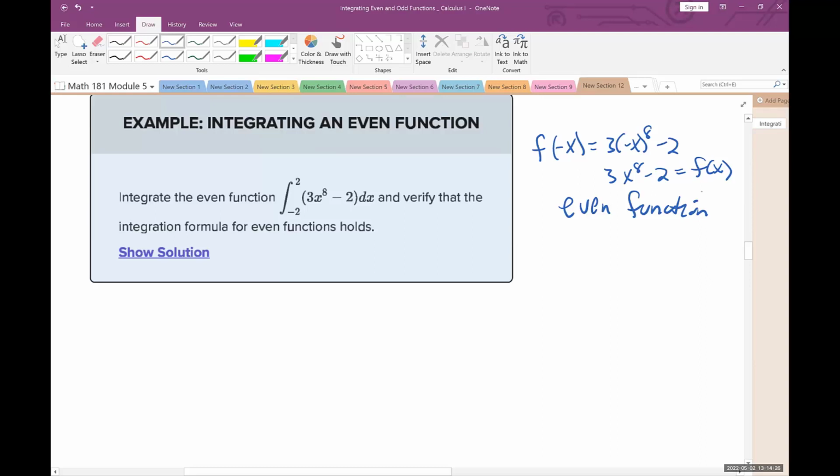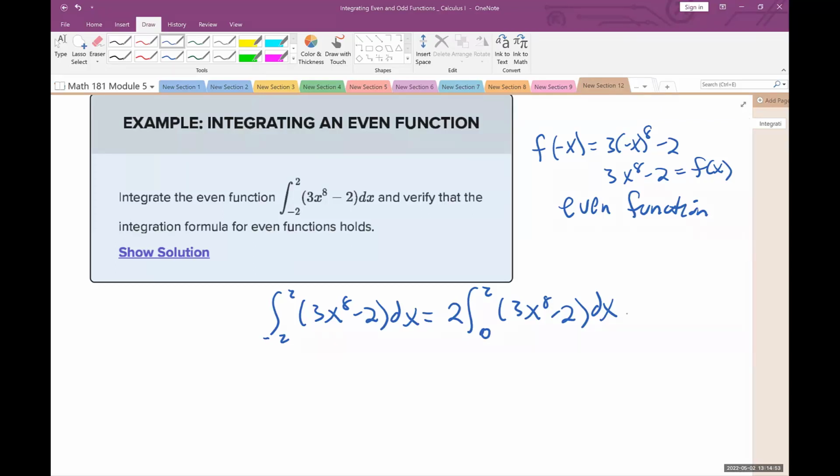Given that, this integral from negative 2 to 2 of 3x to the 8th minus 2 dx is just 2 times the integral from 0 to 2 of 3x to the 8th minus 2. Still have to do the integration. It's not like it goes away.